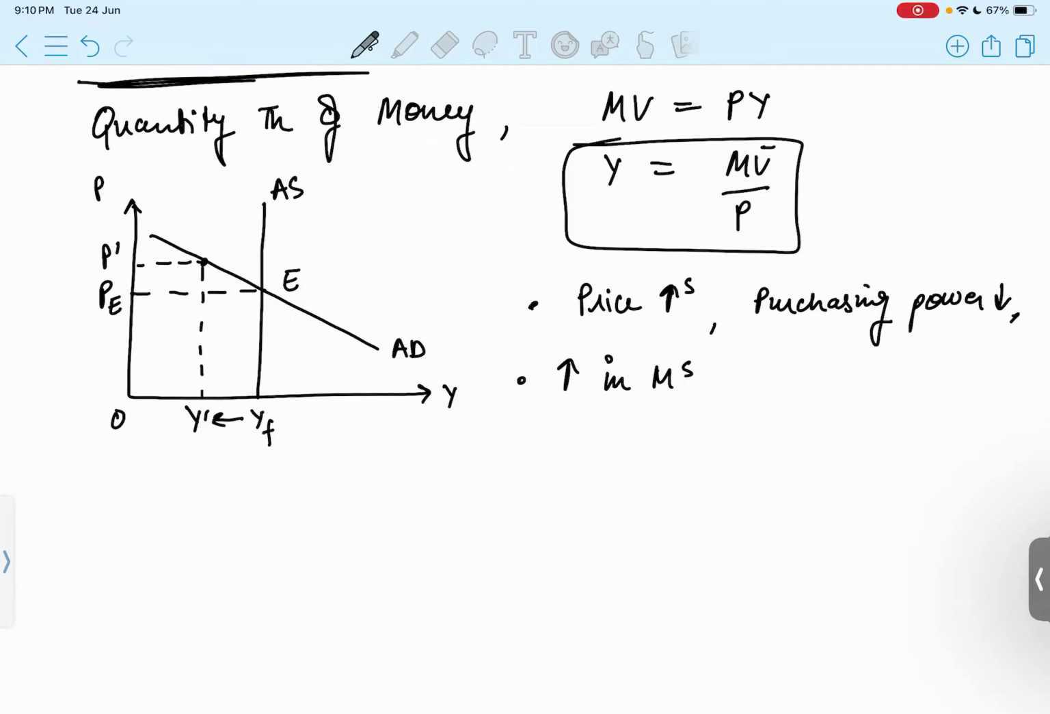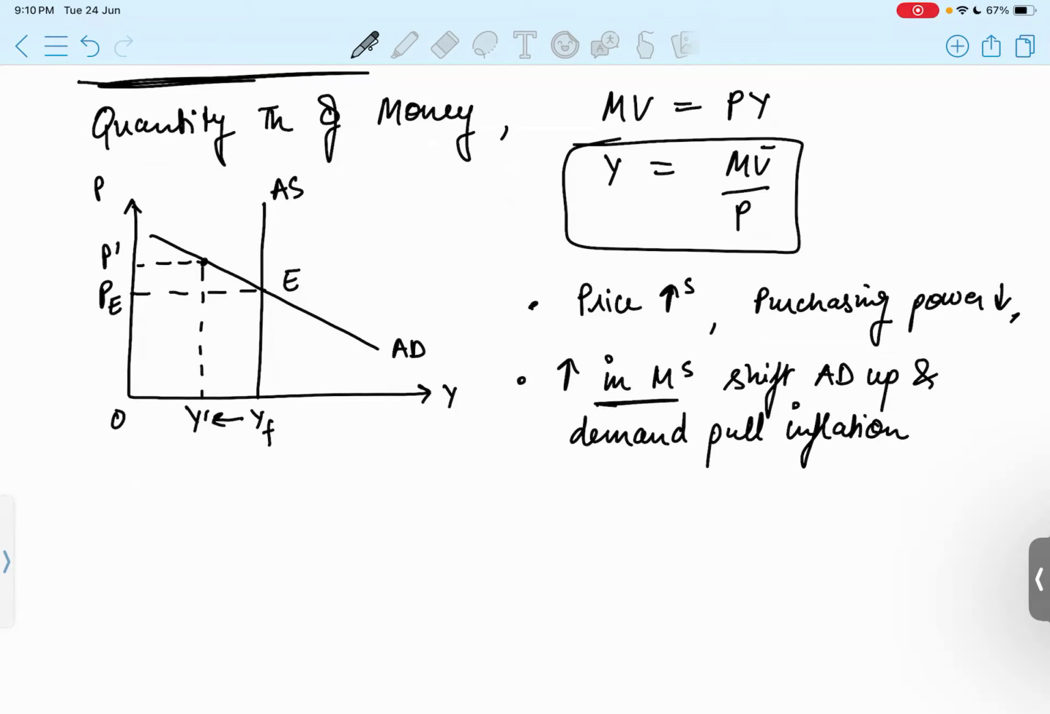An increase in money supply will shift the aggregate demand curve upwards, or we can say rightwards, and it will lead to demand pull inflation, because there is more money in the hands of the people because of the increase in money supply. So because aggregate demand is increasing, there is demand pull inflation in the economy. And in the graph, we can draw it like this. So this will be the new aggregate demand curve.